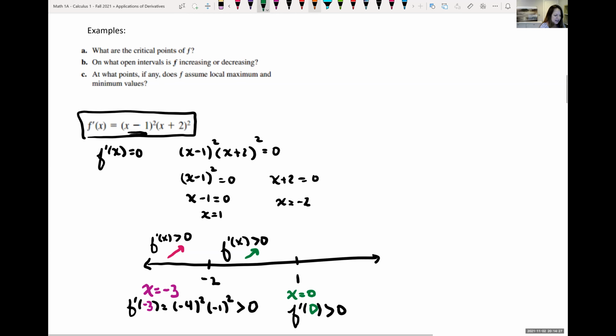Same reasoning as with the other instances. If I choose something bigger than 1, so x equals 2, when I plug it back into the derivative, I'm going to get back a positive number. And so it's increasing when we're greater than 1.